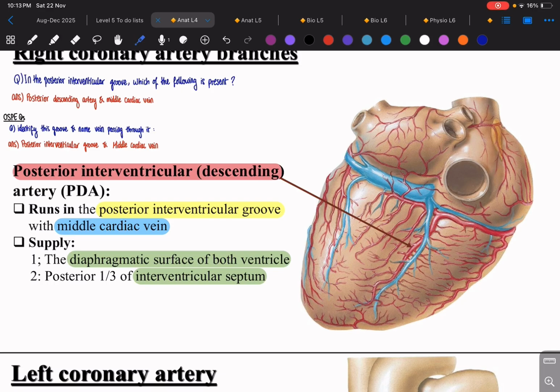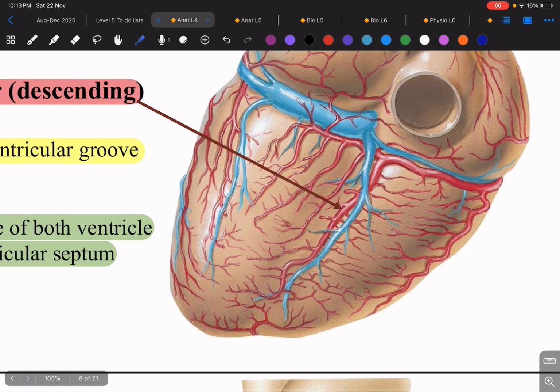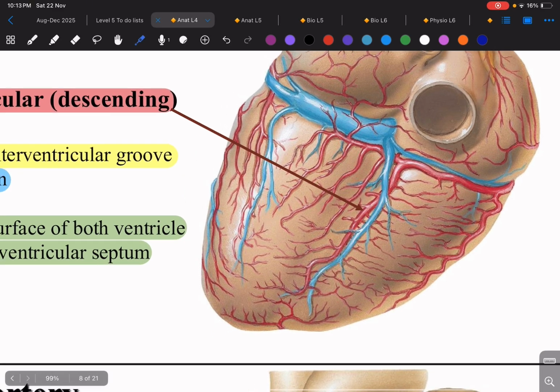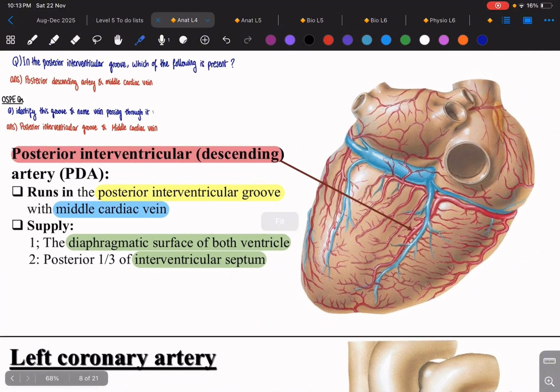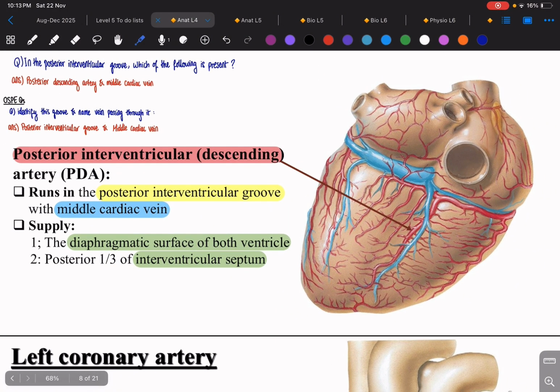Okay? What's important in this artery? As we can see here in the diagram, this is the artery, the one in red, right? There's a vein with it. So this vein and artery are paired together. They always go together. We're going to talk about the vein in the coming slides. But for now, just remember that the PDA, the posterior descending artery or posterior interventricular artery, the vein that runs with it is known as the middle cardiac vein.